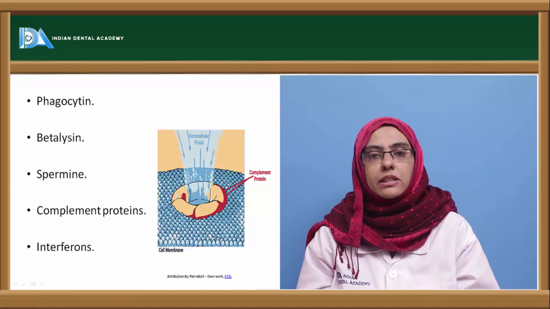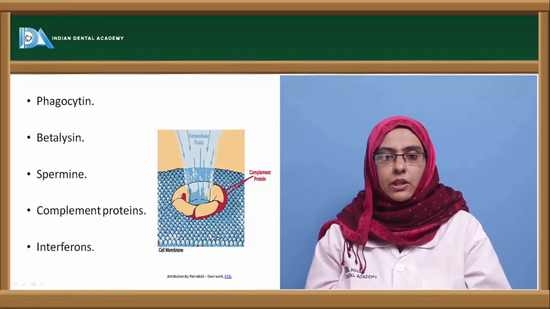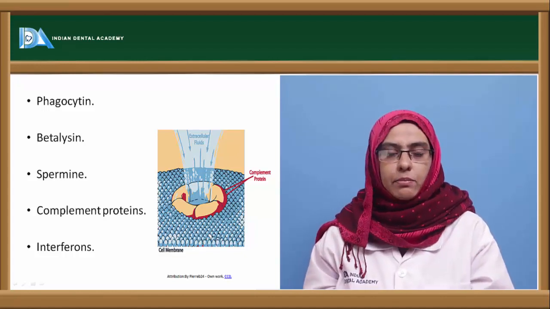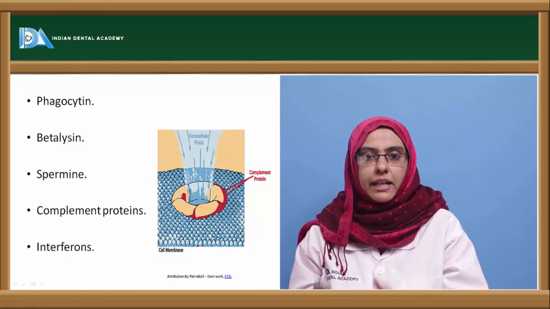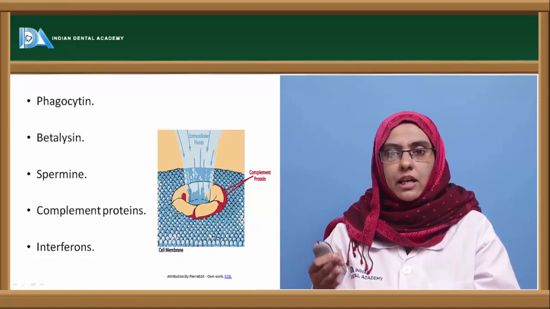Complement proteins are nothing but the serum proteins which are present in the serum of the human individual, and these complement proteins usually are activated by three pathways, ultimately forming a complex which is called a membrane attack complex on the organism, and the organism gets killed due to its activity.